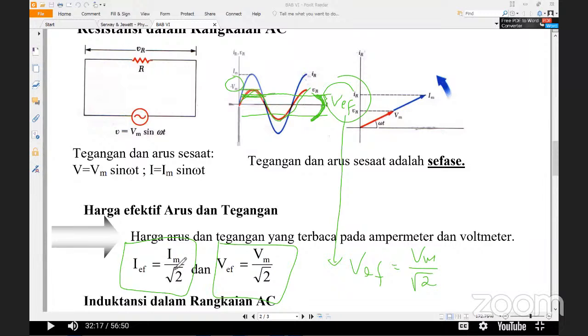And maybe in the test, I think it's very clear the statement of effective or maximum value, and you just be careful to differentiate the value in the test. It is effective or maximum.